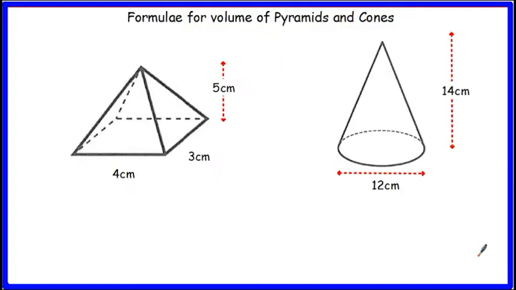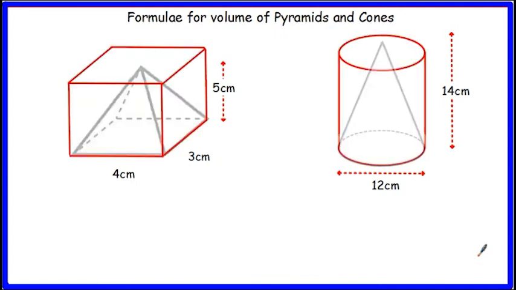Okay, so there's a formula for finding the volume of pyramids and cones, and I'm going to try and discover that ourselves. I'm going to put a cuboid around the square base pyramid. I want to put a cylinder around the cone. Now, we should know how to find those volumes: length times width times height, and pi r squared times h. So the video on the volume of prisms would need to be watched.